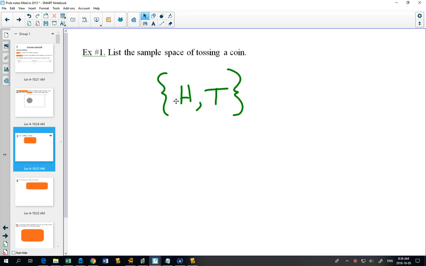Well, with tossing a coin, yes, there's a possibility that it lands on its side. There's a possibility of flipping it in the air and a bird sees it, eats it, and flies away and never lands. But those probabilities are generally seen as not part of figuring out probabilities.